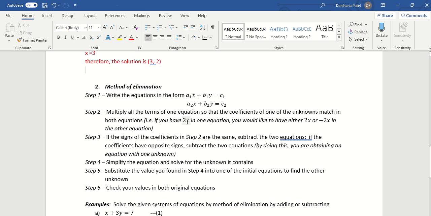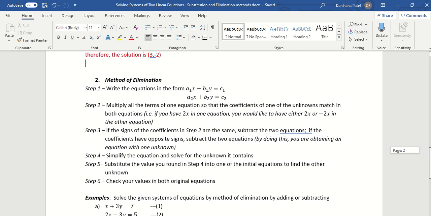So if I had one equation with 2x, I would like to make another equation with either 2x or negative 2x. If both have the same sign, so 2x and 2x, we'll end up subtracting equations from each other, because 2x minus 2x will eliminate x. As the name suggests, method of elimination. If they had opposite signs, positive 2x and negative 2x, then we will end up adding equations so that 2x minus 2x will be 0x, eliminating x again.